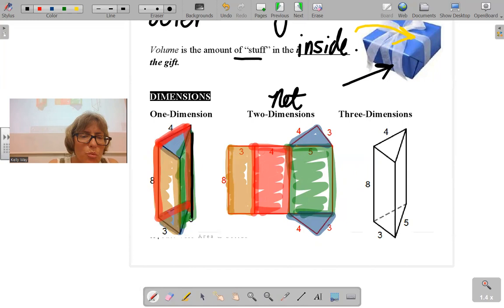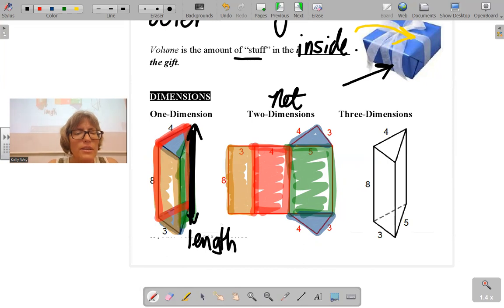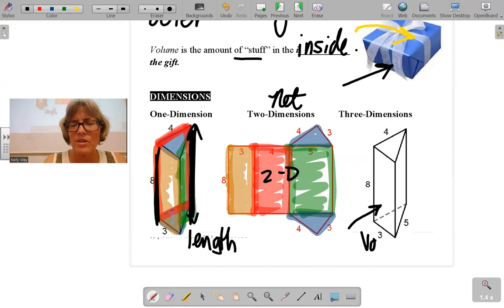So if I just wanted the edge length of something, just length, like the height of that, the 8, that's 1 dimension. If I want the area around the wrapping paper, that is 2 dimensions. If I wanted the volume inside, that is 3 dimensions. So nets are a 2-dimensional concept.